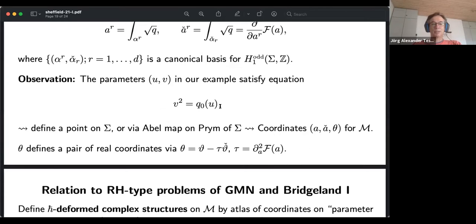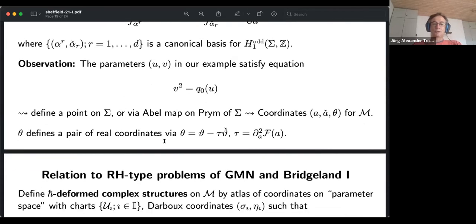And then we can do the usual game. Having a point on the spectral curve, we can map it with an Abel map to the Prym of our spectral curve, and thereby introduce a complex flat coordinate for the torus representing the Prym. We're getting coordinates A, A check, and theta for the parameter space of our interest.